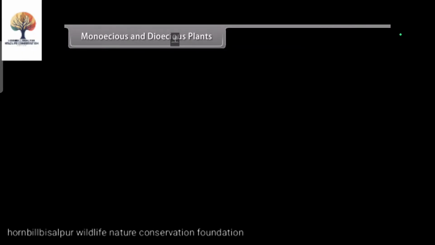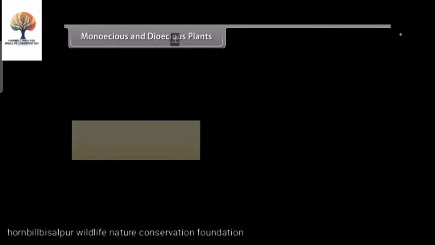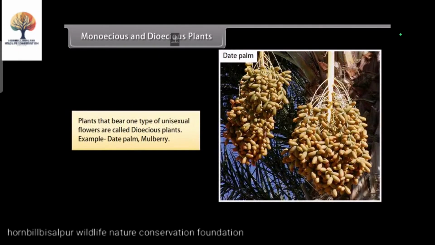Monoecious and dioecious plants. Plants that bear both types of unisexual flowers are called monoecious plants. Example: maize, cucurbit, and castor. Plants that bear one type of unisexual flowers are called dioecious plants. Example: date palm, mulberry.